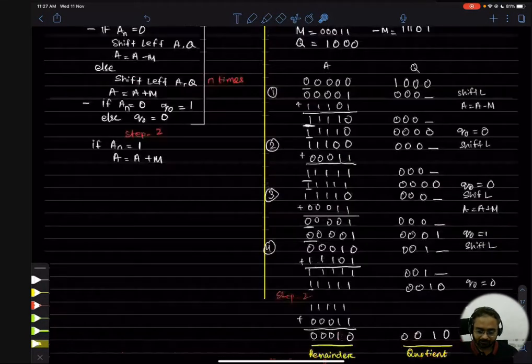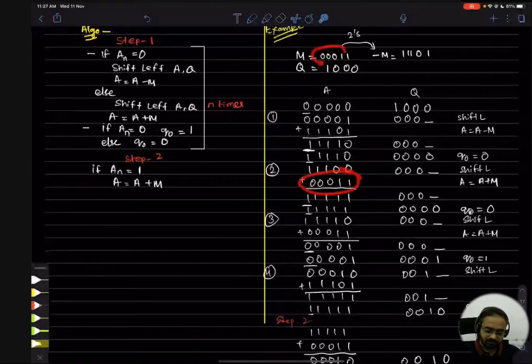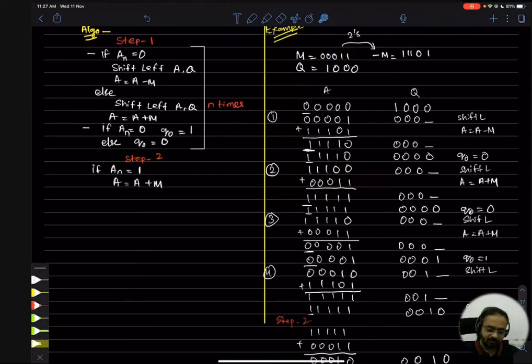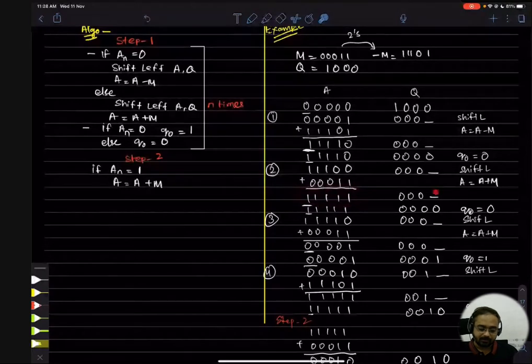After this we have to do A = A + M. I think I forgot to write it here, A = A + M. So that's what we are doing here. M value is 0 0 0 0 0 0 0 1 1. That we have to add with A, and we will get this result. Q value is same.